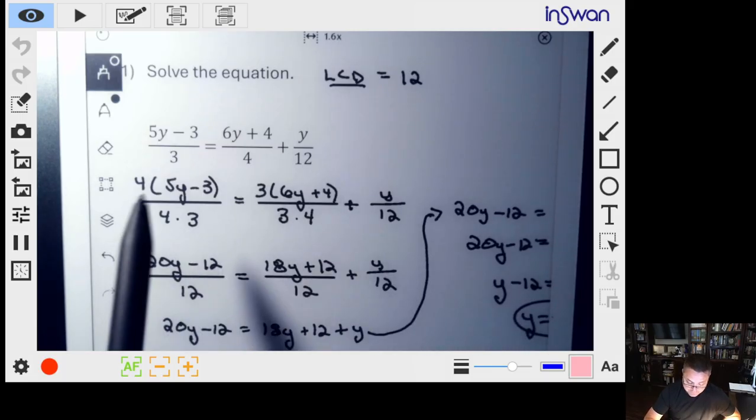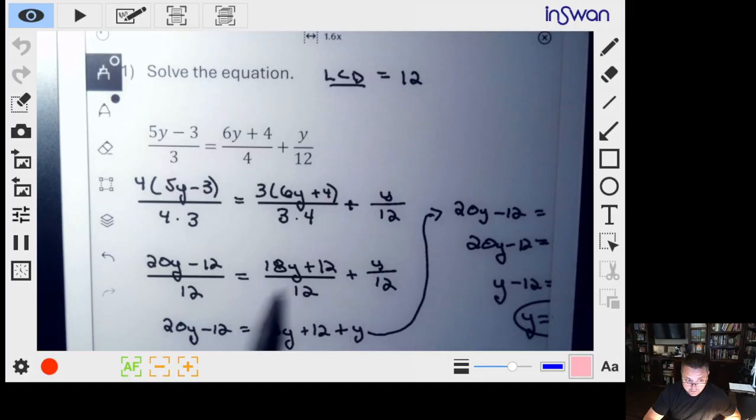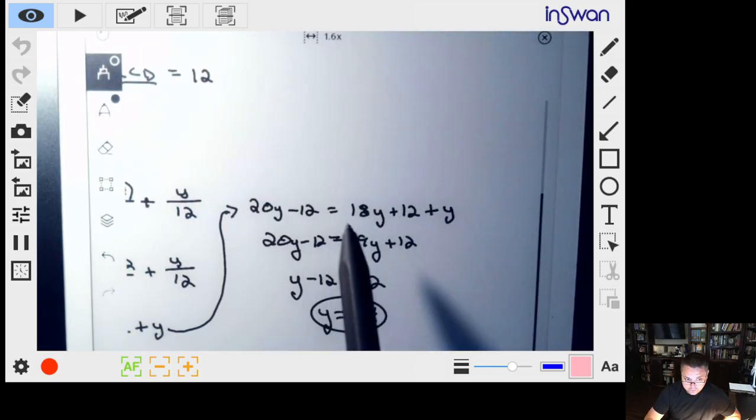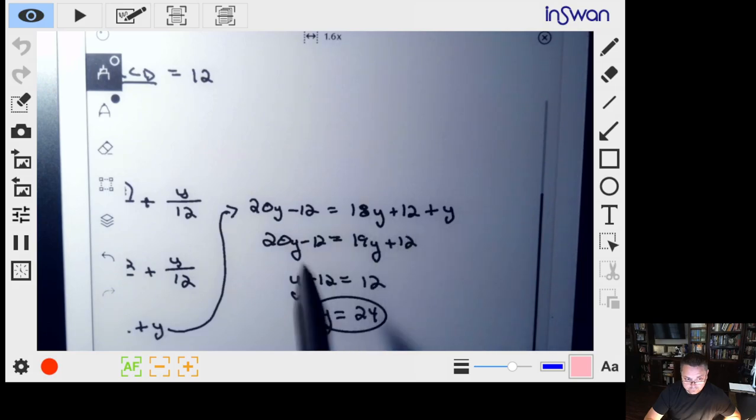Again, one more time on the steps. We get a common denominator. Once we have the common denominator, we drop it. And then we're going to solve the resulting linear equation. It should be quite simple for you after that step of getting rid of the denominator.